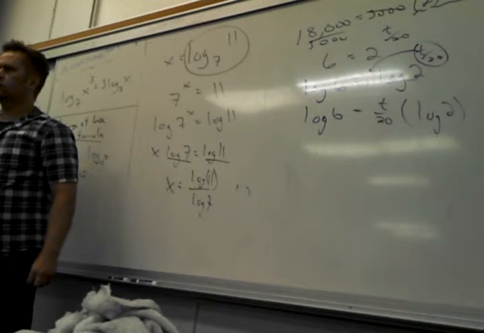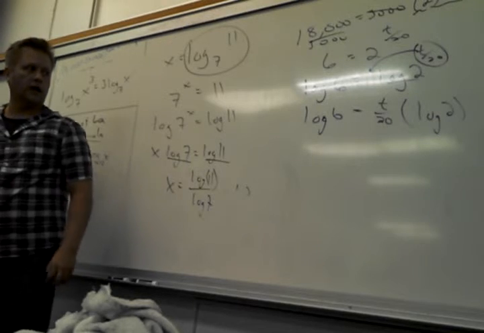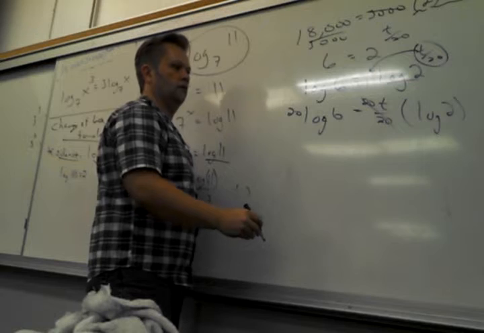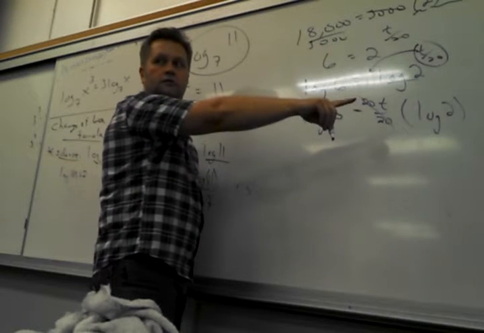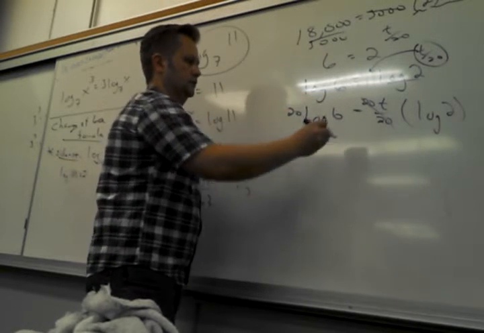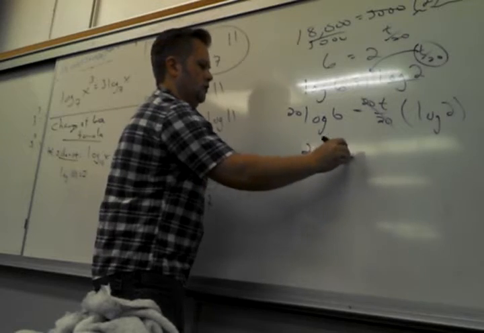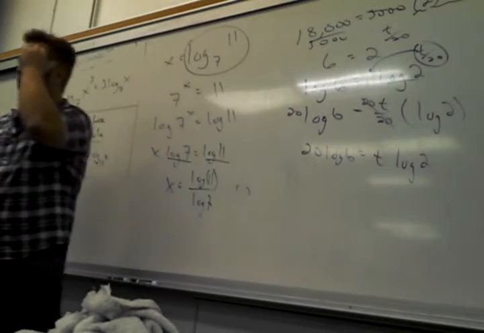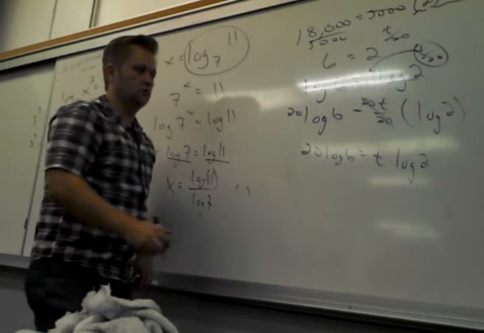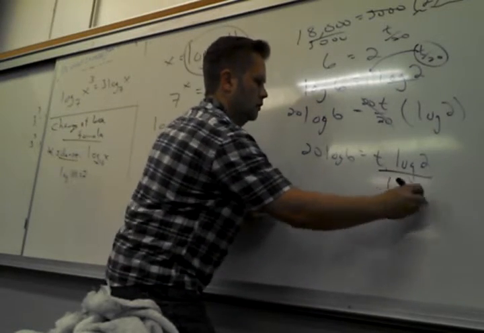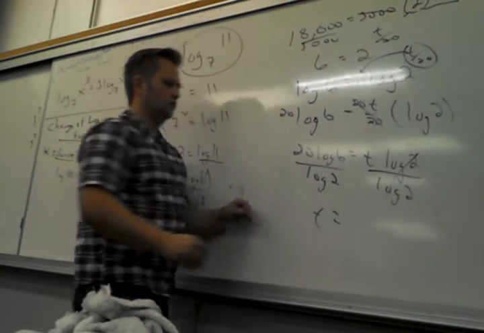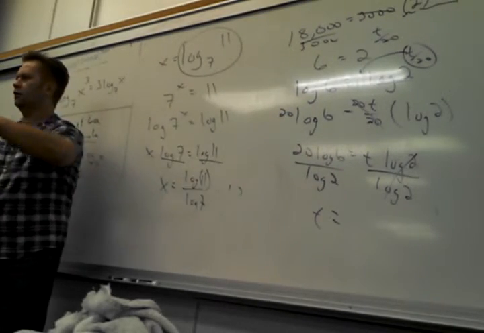Then divide them. I can multiply by 20, sure. And divide by, no, not 2. Yeah, divide by log 2. Somebody help me out. What is that? 20 times log 6 divided by log 2.